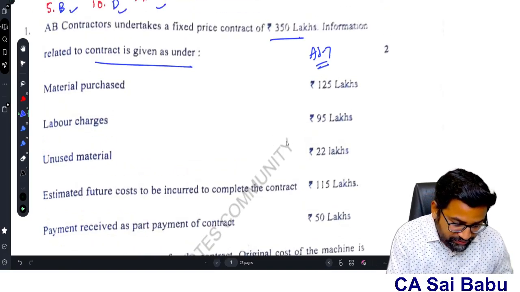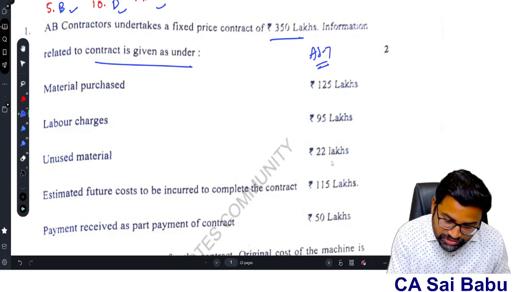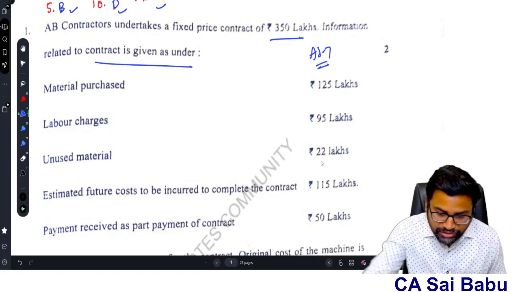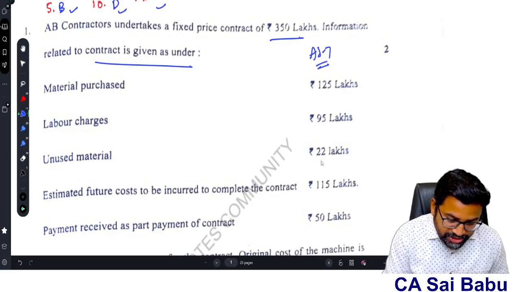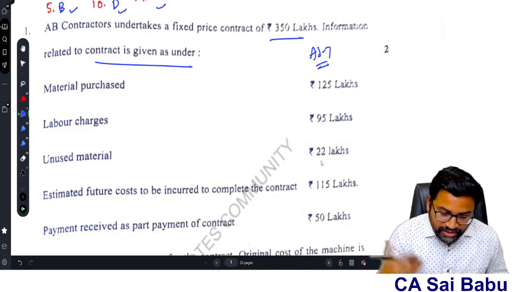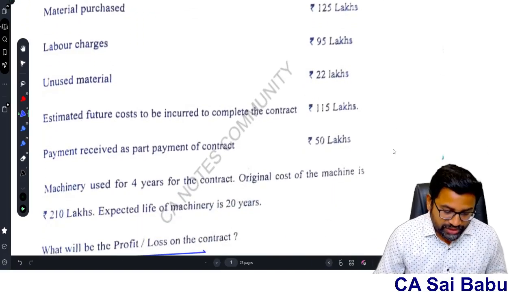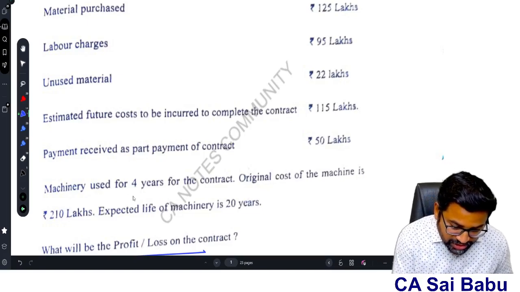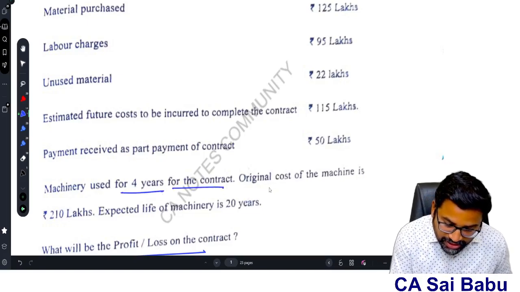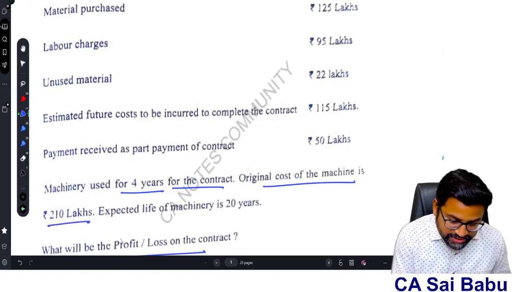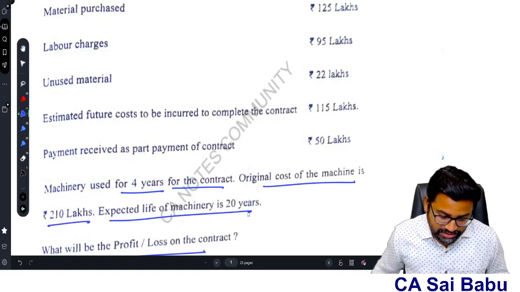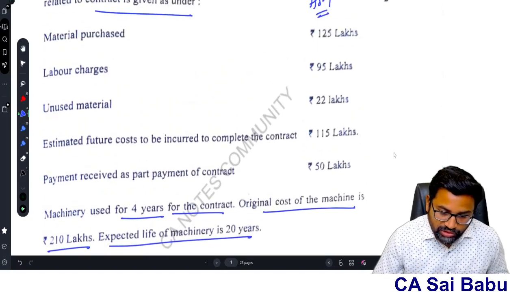Materials purchased 125, labor charges 95, unused material 22. We should not consider the unused material of 22. Estimated future cost to be incurred for completion of the contract is 115. Payment received as part payment is 50 lakhs, which has nothing to do with the profit or loss. Machinery is used for 4 years for the contract. Original cost of the machine is 210 lakhs. Expected life of the machinery is 20 years. Therefore, what will be the profit or loss on the contract?